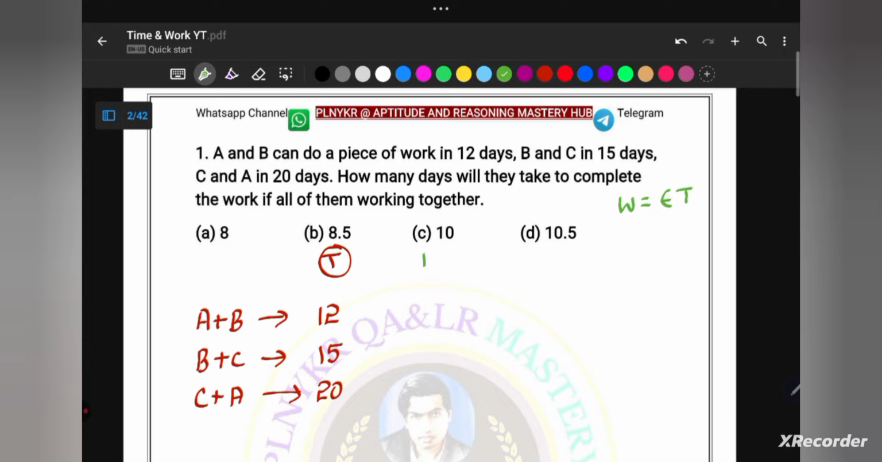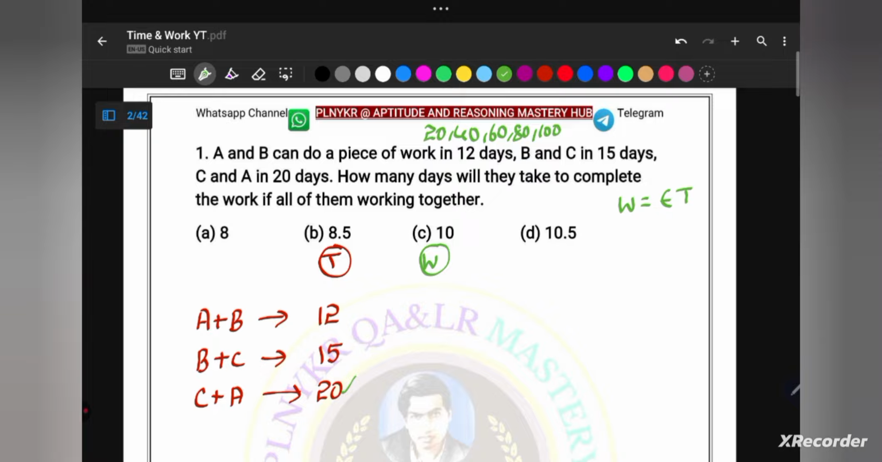Now coming to the work, three methods are there. We'll be giving priority to the LCM method. LCM of the time periods here. How will we find the LCM? The faster method: what is the bigger number here among 12, 15, 20? 20 is the bigger number. So what are the multiples of 20? Write the multiples of 20: 20, 40, 60, like that.